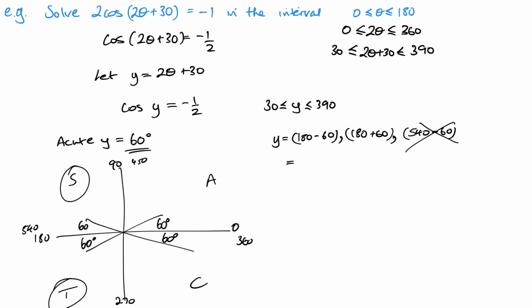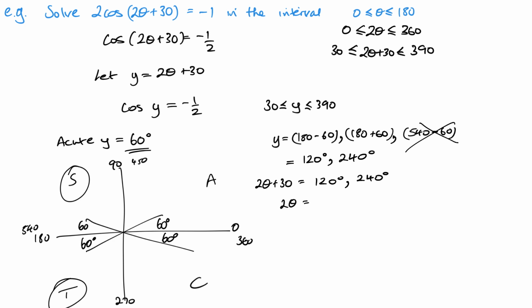So I've actually only got two possible answers here. 180 minus 60, so 120 degrees, and 180 plus 60, which is 240 degrees. Now this is obviously for y, so now I can swap back from y to the 2 theta plus 30. So these angles equal 2 theta plus 30. I would get it to theta in one go, but I'm taking the extra steps to hopefully make it obvious what we're doing.